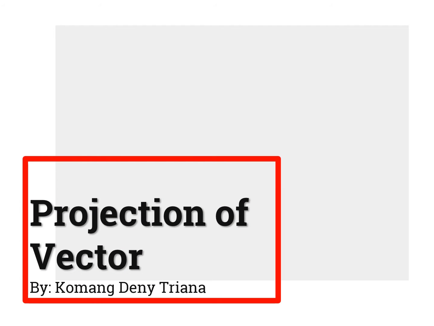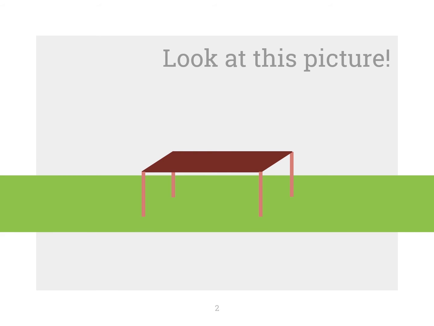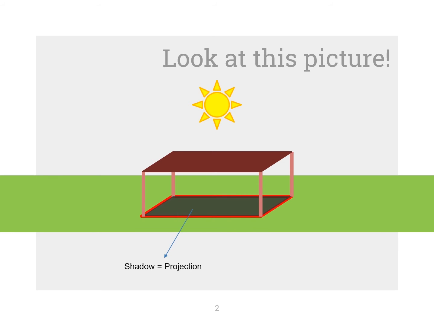The goal of this video is to determine the projection of one vector onto another. So how can we imagine projection? I will give you an example. Look at this picture. There is a table on the ground. If there is sunlight, it will cast a shadow of the table on the ground. We can imagine the shadow as a projection of the table onto the ground.